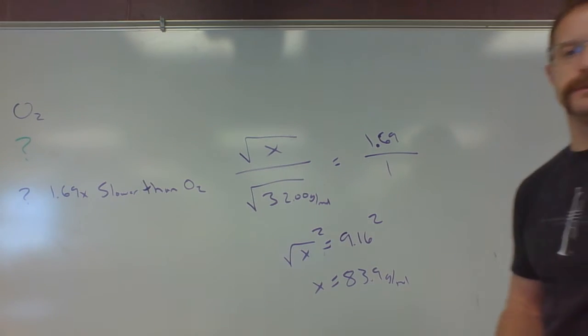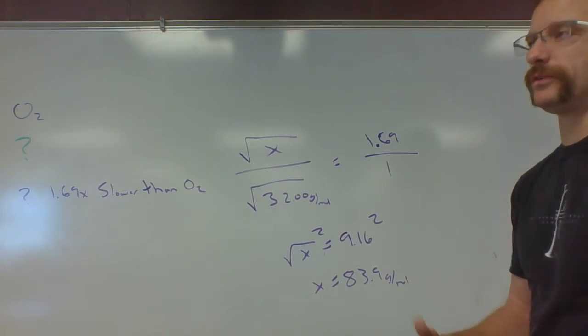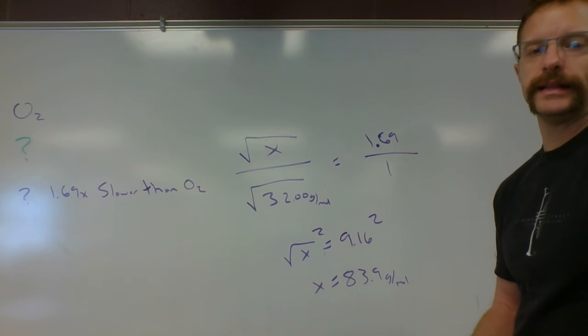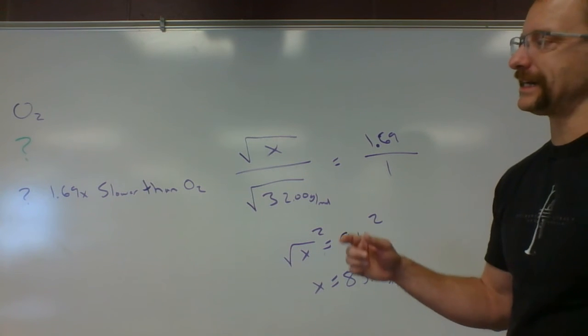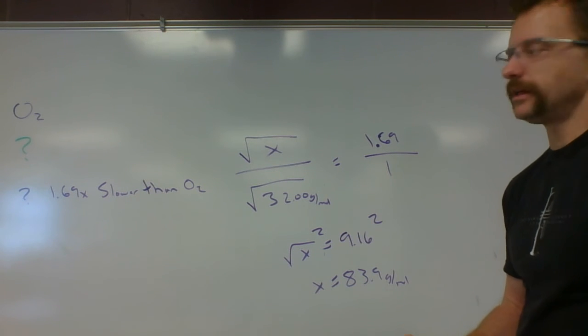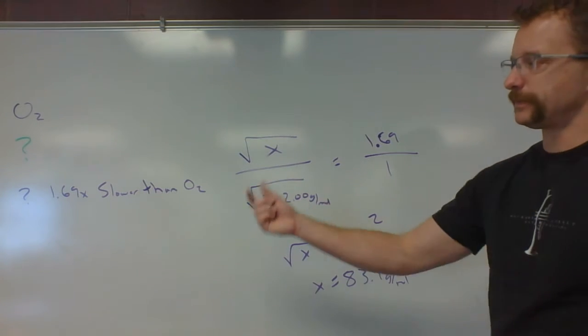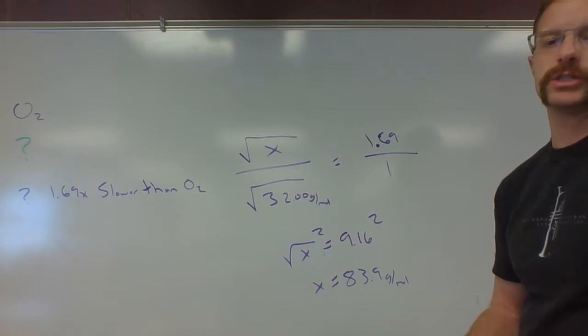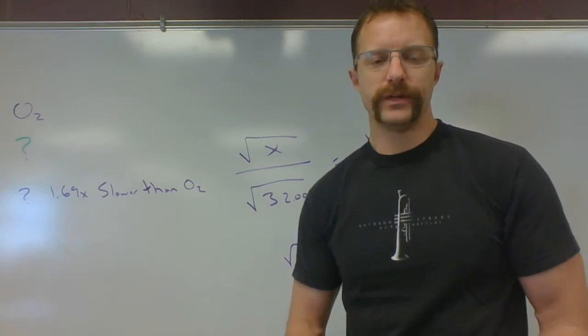So we start looking at molar masses in that range, and krypton is right in that range. So krypton would be 1.69 times slower than oxygen. This is bigger. That makes sense because this gas was supposed to be slower than oxygen, so it should be bigger. Hopefully that helps.